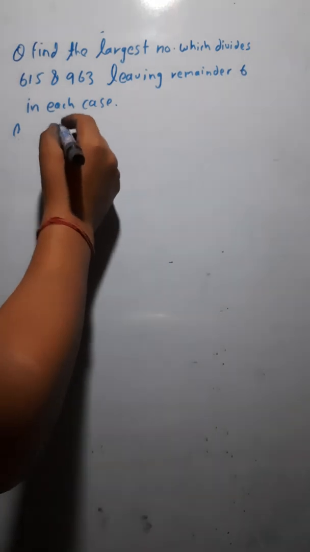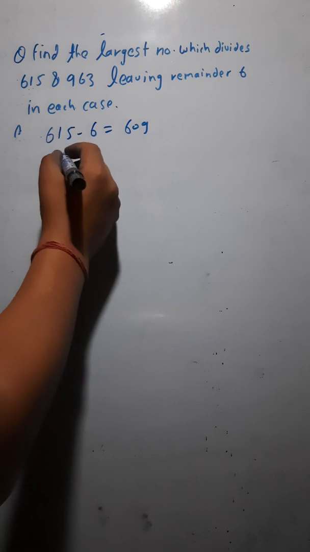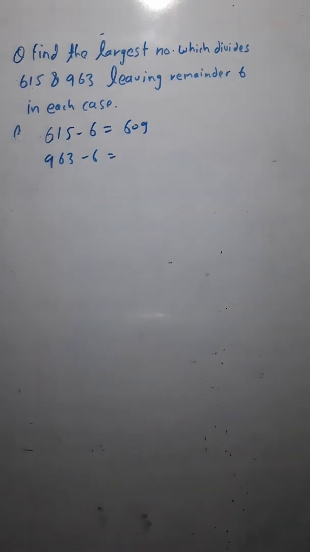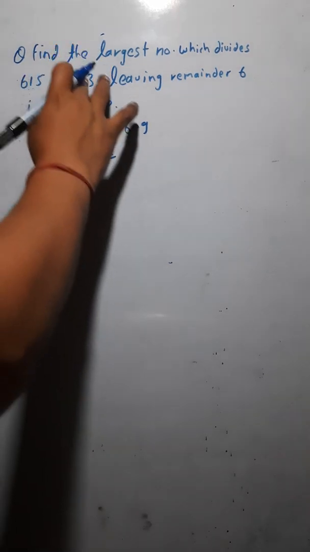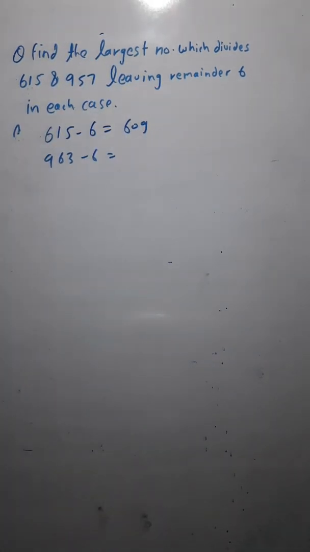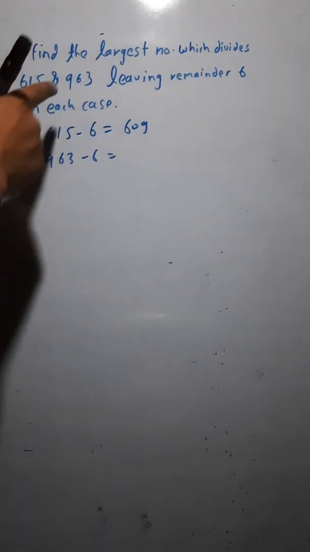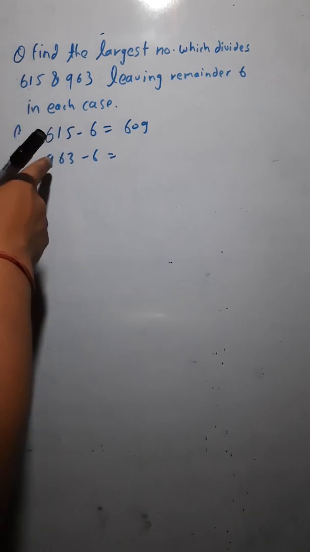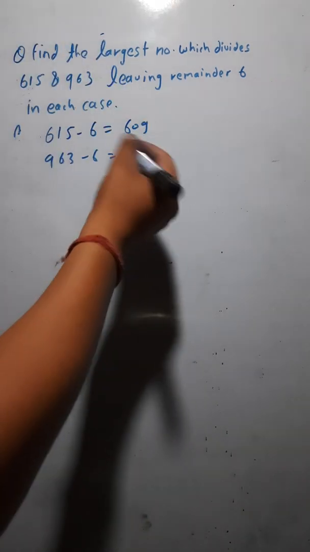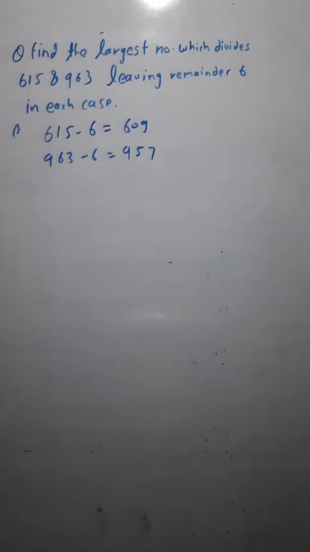Now 615 minus 6 would be 609, and 963 minus 6 would be how much? Just subtract it. Sorry, it is 957. Subtracting 6 from 963, now you are getting 957, isn't it? Yes, 957.